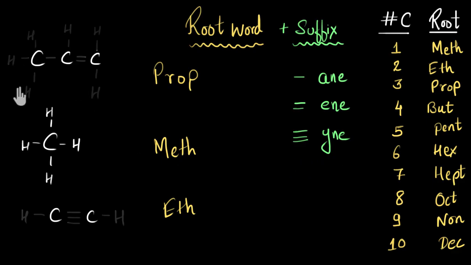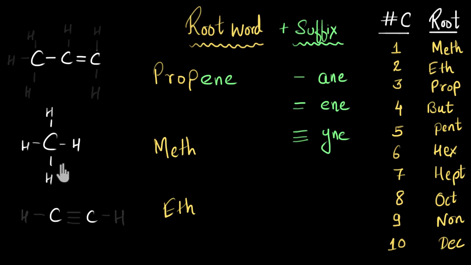For example, let's look at the first molecule. If I just focus on the bonds between the carbon atoms, you can see that there is one double bond. 2 carbon atoms have a double bond in between them. So that means this carbon chain will belong to the alkene family, and therefore the suffix added over here with the root word will be "ene." Let me write down "ene." And so the name is going to be prop-ene.